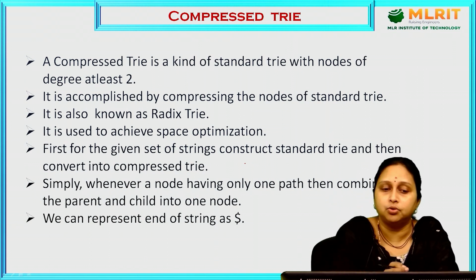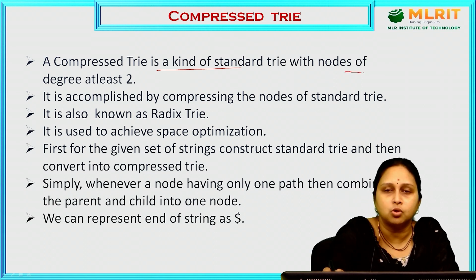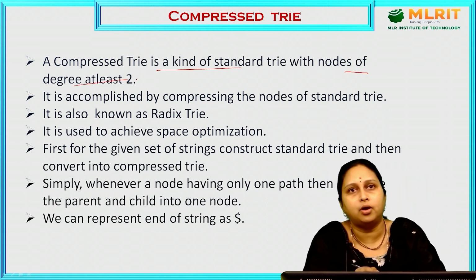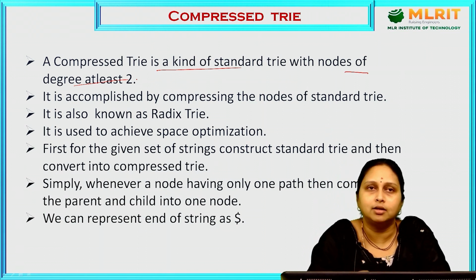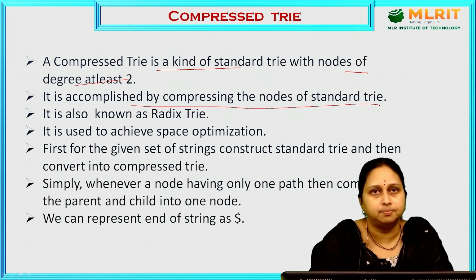A compressed trie is a kind of standard trie with nodes of degree at least 2. At least you can have a degree of 2. Up to now we have represented only 1. Now we can increase up to at least 2, meaning 0, 1 and 2. Up to 2 we can store, right? It can be accomplished by compressing the nodes of the trie.